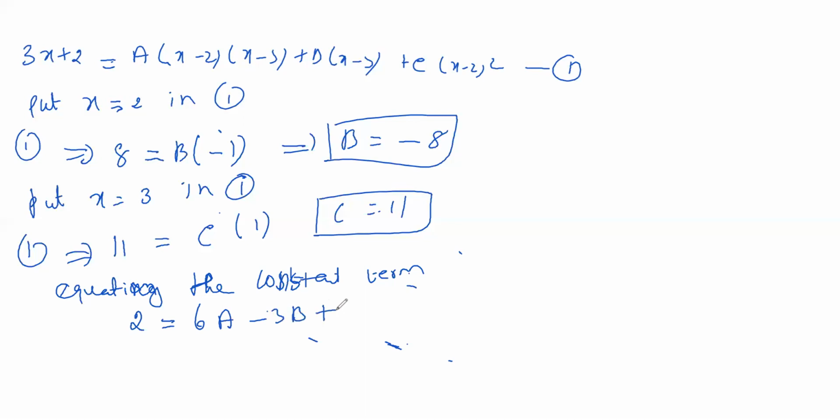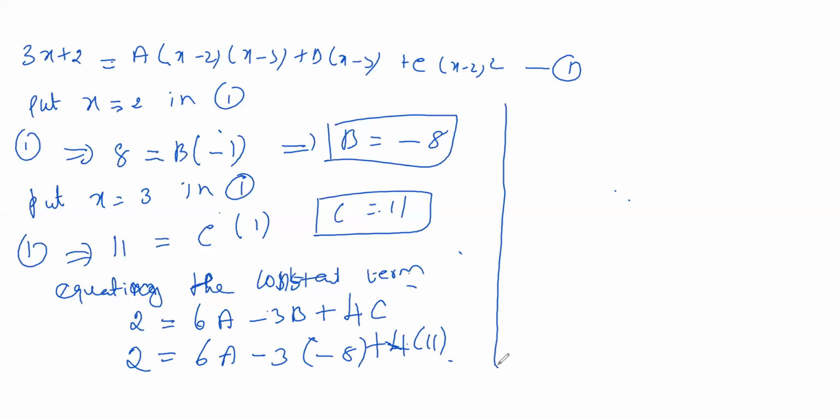Then the last term, a minus with the whole square form, right? 2 square. The constant term is what? 2 square is 4, plus 4c, right? In this, we already know the values for b and c. So you substitute here: 6a minus 3 into p is what? Minus 8, plus 4 into c is what? 11.